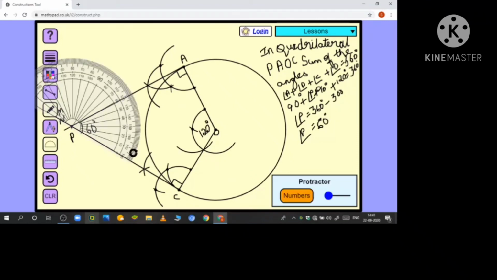Keeping the protractor at P, you can measure exactly 60 degrees formed at the angle P.